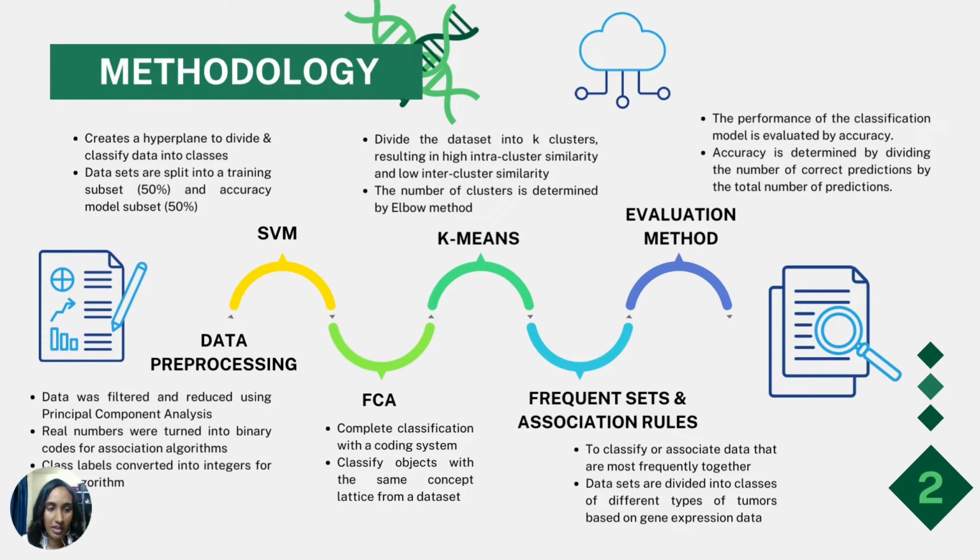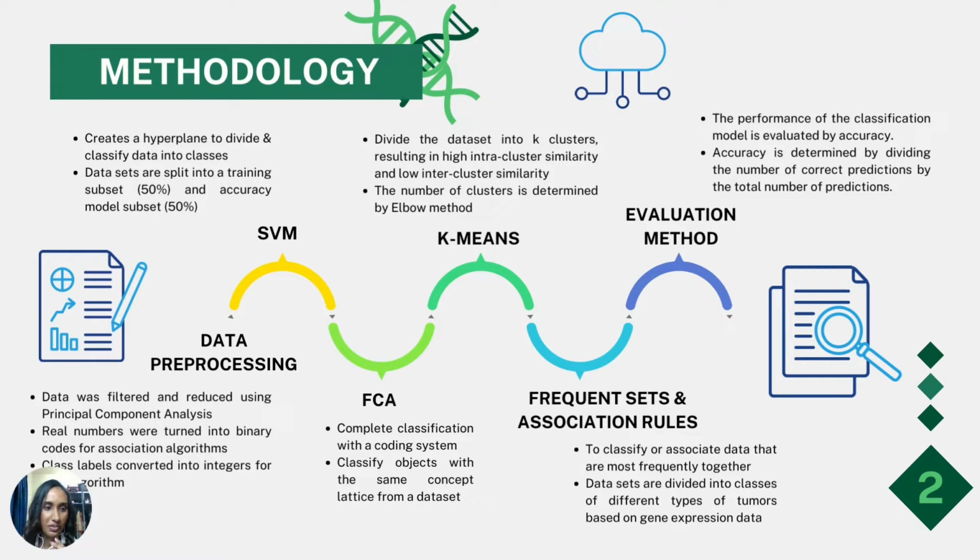Before we process, the data has to undergo pre-processing before it follows the four methodologies of SVM, FCA, K-means, and also frequency sets and association rules. Lastly, it will undergo evaluation, where it will be evaluated for the most accurate method. So firstly, in data pre-processing, the data will be filtered and reduced using principal component analysis, where the real numbers were turned into binary codes for the association algorithm and class labels were converted into integers for the FCA algorithm.